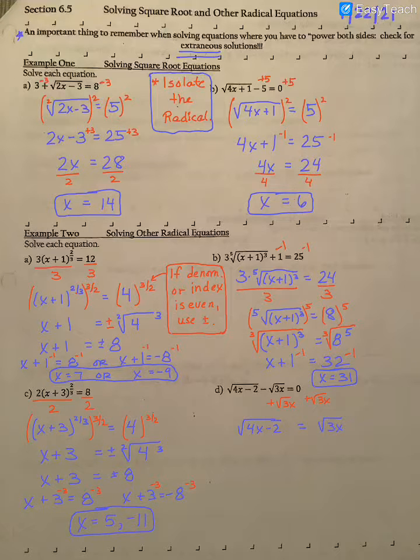How do I get rid of the square root? And again, you raise it to the power of 2. Since it's an index of 2, we're going to square it. If we square the left, we square the right. So what happens when we square the square root? You square the square root of 4x minus 2, you're going to get 4x minus 2. On the right, when you square the square root of 3x, you're just going to get 3x. And now the nice part is we have a nice equation where my radicals disappeared.